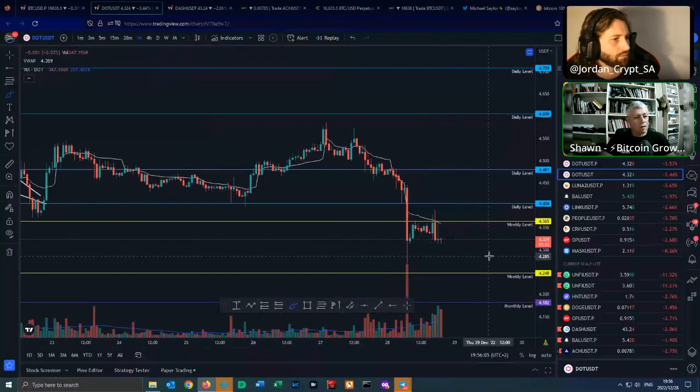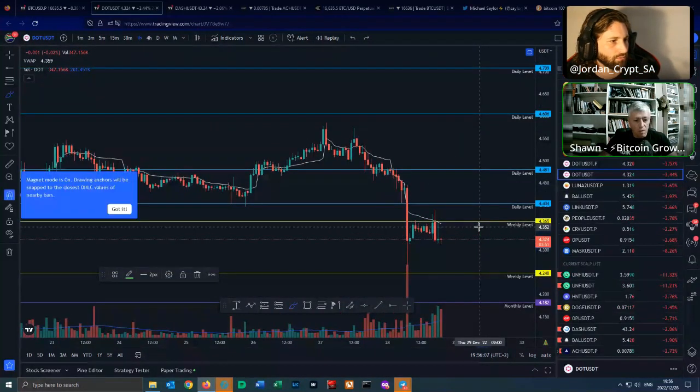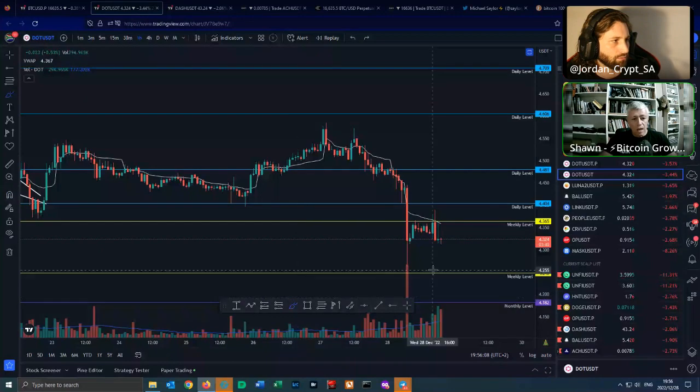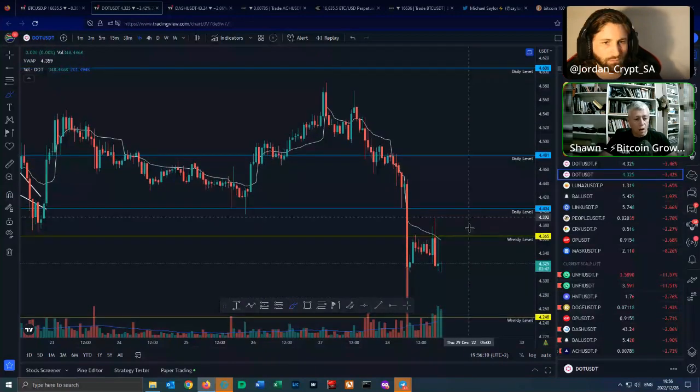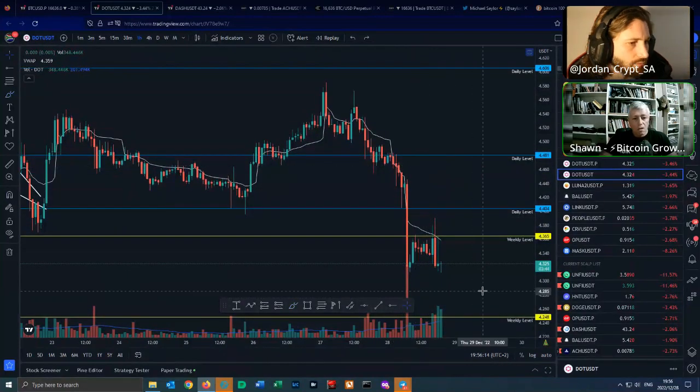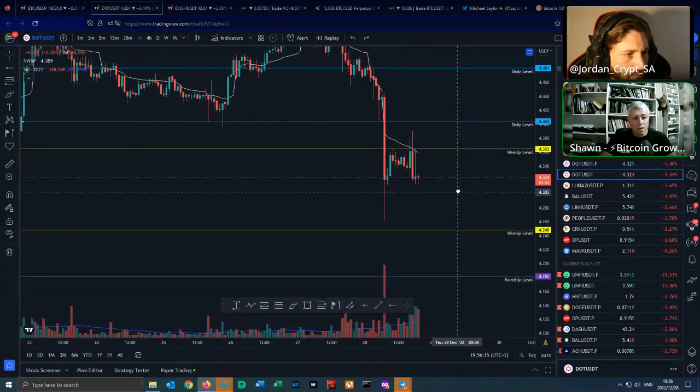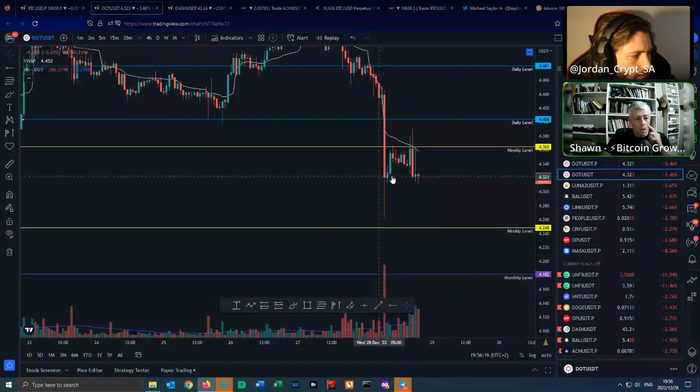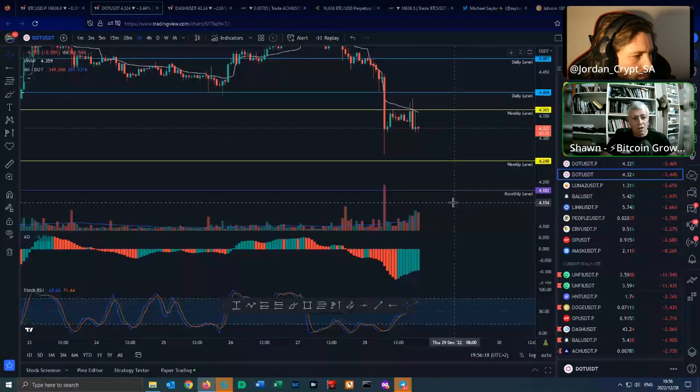So we can see those are my levels that I'm looking at. And actually, we've had on the 1 hour possibly a double bottom there. And let's look at our oscillators.